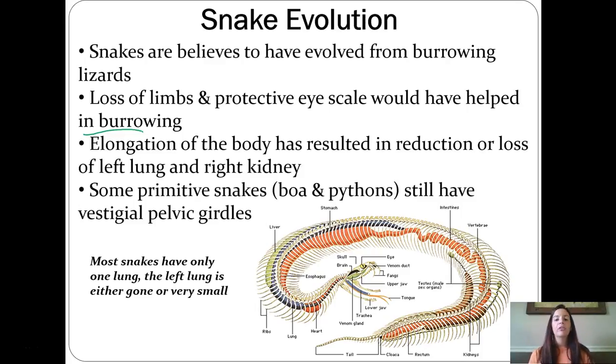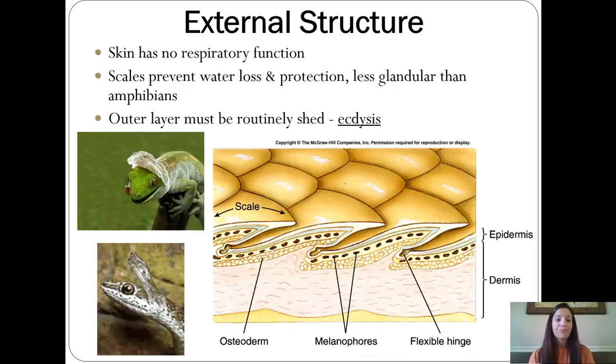So in terms of snake evolution, snakes are believed to have evolved from burrowing lizards. Losing their limbs and their protective eye scale would have helped them to burrow more successfully. So the snakes that were able to do that are the snakes that passed on their traits and continued to reproduce, which is where we have snakes that have all these reptile characteristics but no legs. And it's interesting to note that some primitive snakes like boas and pythons still have a vestigial pelvic girdle where legs used to be.